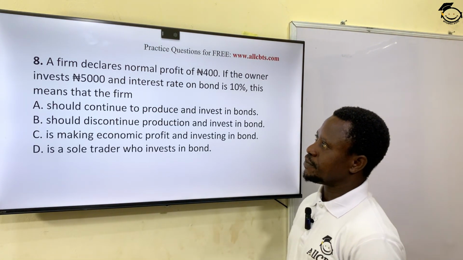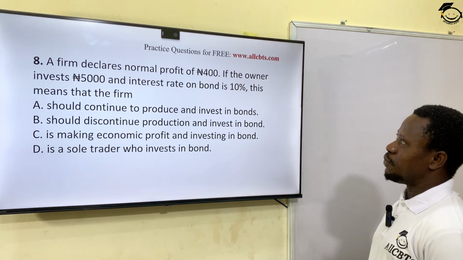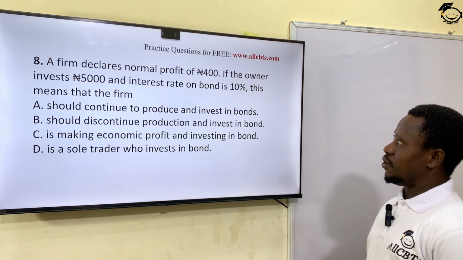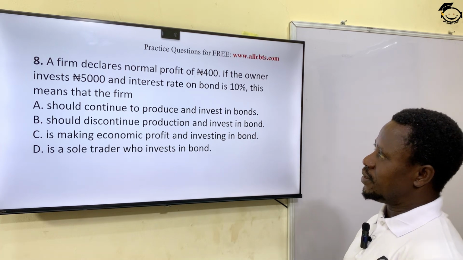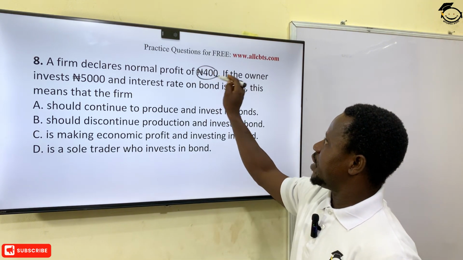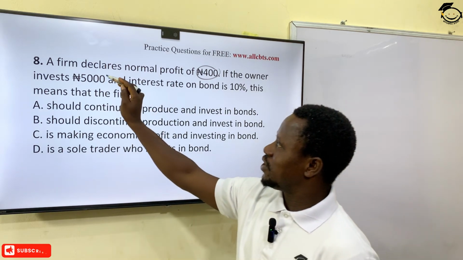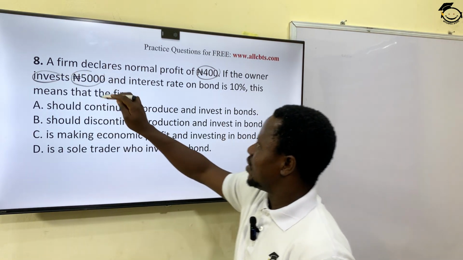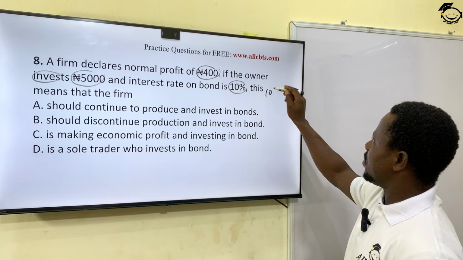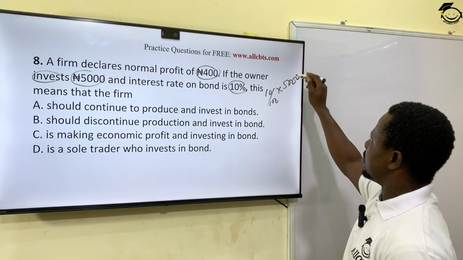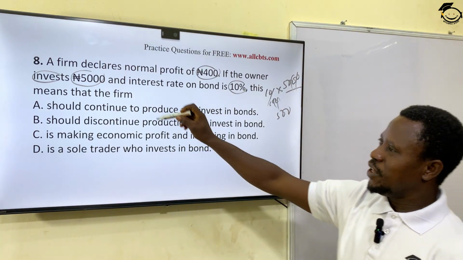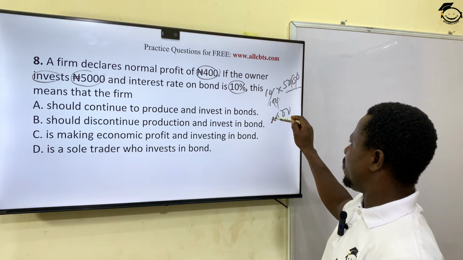Let's see the next question, please. A firm declares normal profits of 400 if the owner invests 5,000 and interest rate on bond is 10%. This means that the firm, in a normal profit, makes 400 naira. But now he invested his 5K in bonds, and that bond brought 10%. So what is 10% of this 5,000? 10 over 100 times 5,000. So 10 times 50, that's 500. In other words, when he invested in bonds, it's making 500 naira.